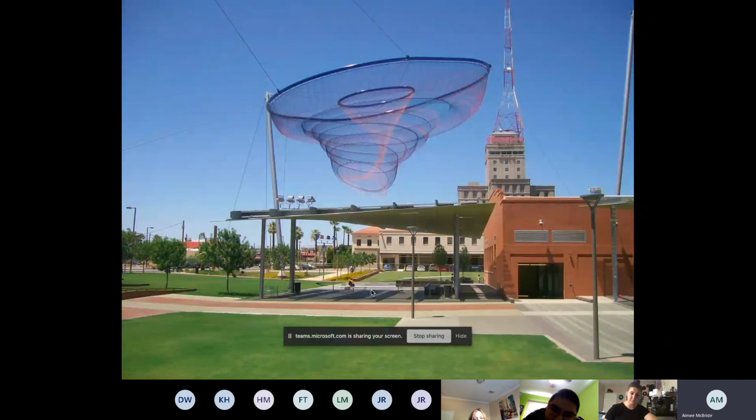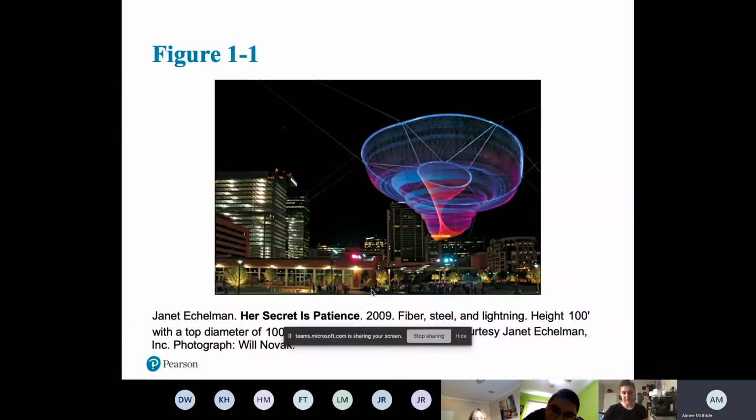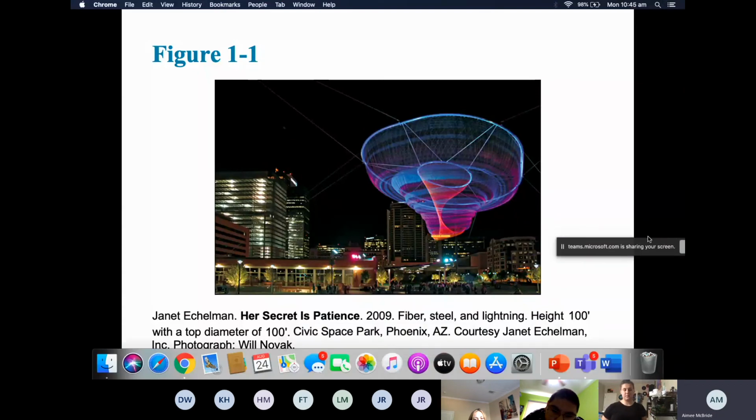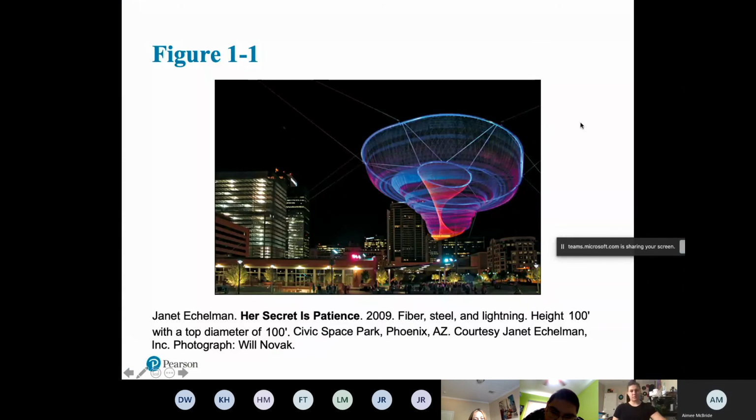then they saw it at nighttime. So this is what Her Secret is Patience looks like at night. So this is a very large 100-foot by 100-foot sculpture that does light up at night. The color scheme is meant to represent the desert sunset. Now, someone else unmute and tell me if their opinions have changed at all.